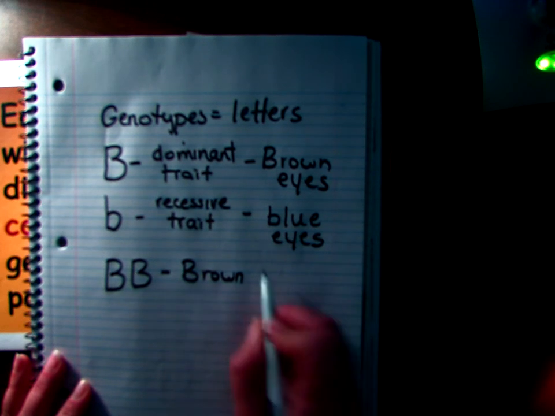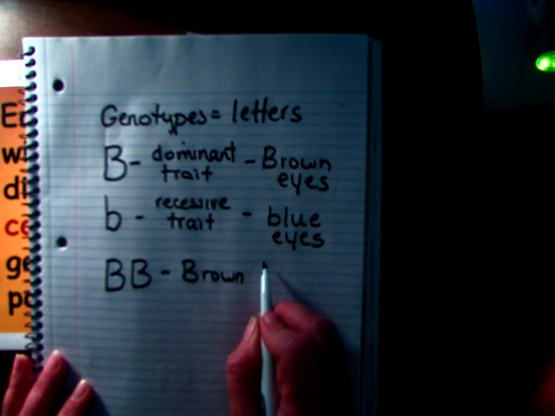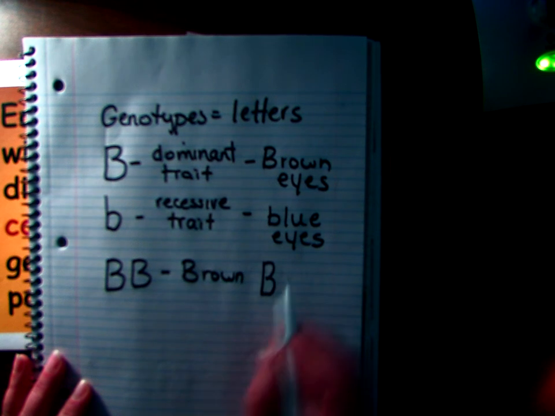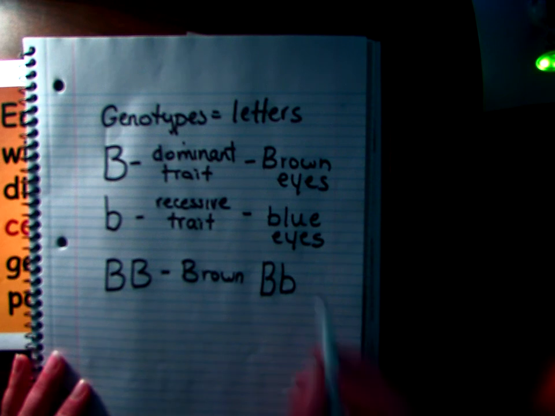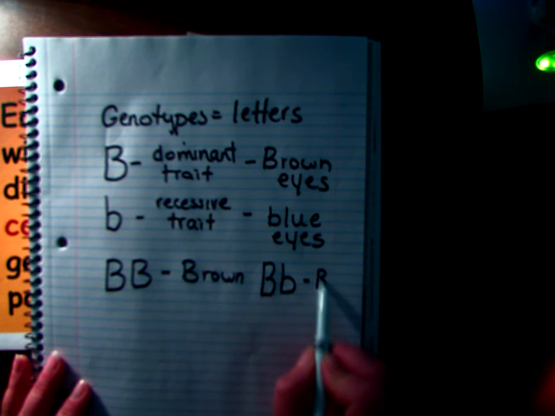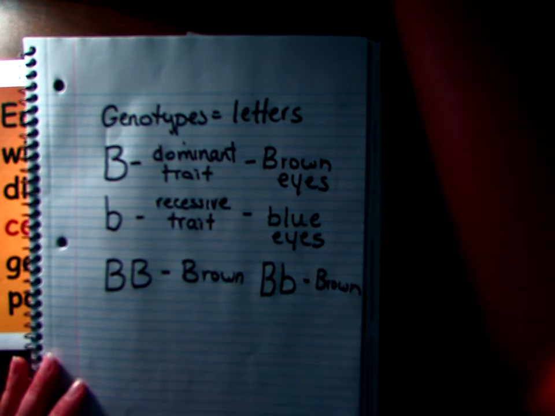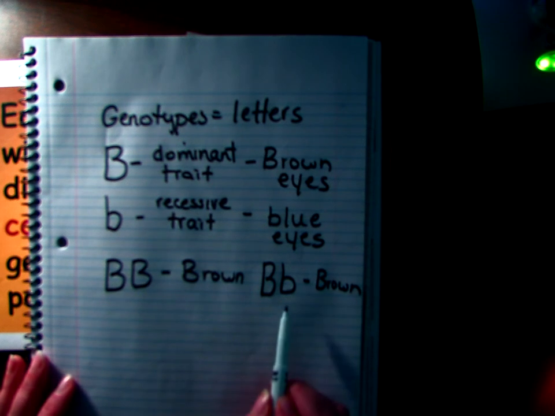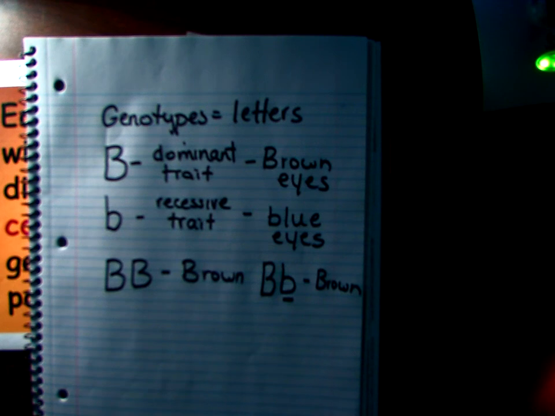The next one: if the parent has one dominant gene and one recessive gene, the dominant gene will show up and we will still have a parent that has brown eyes. However, they have the gene for blue eyes, but it won't show up. Let me show you this really quick, and we'll get back to this in a second.